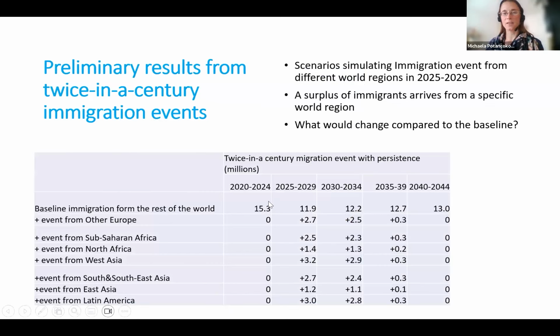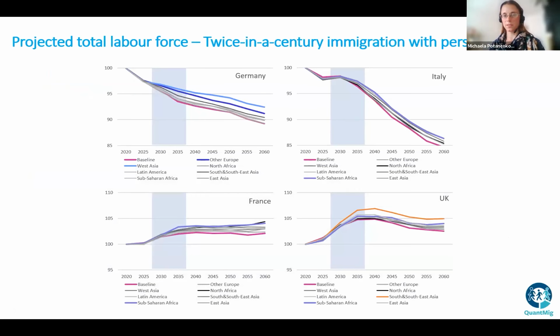And then what would be the surplus flows if this kind of high immigration event depends from different world regions, other Europe, Sub-Saharan Africa, etc. And this is an illustration of the flows that we would obtain if this is a persistent event in about 5 years from now, so about 2027. And what would change in terms of demographic trends or labor force, in this case, labor force size changes? How much can these shocks change the general trend?